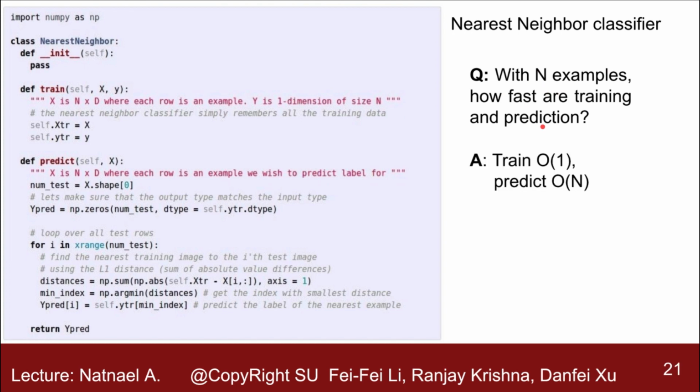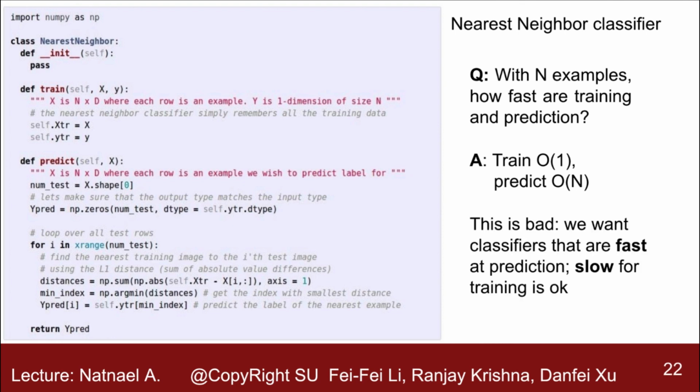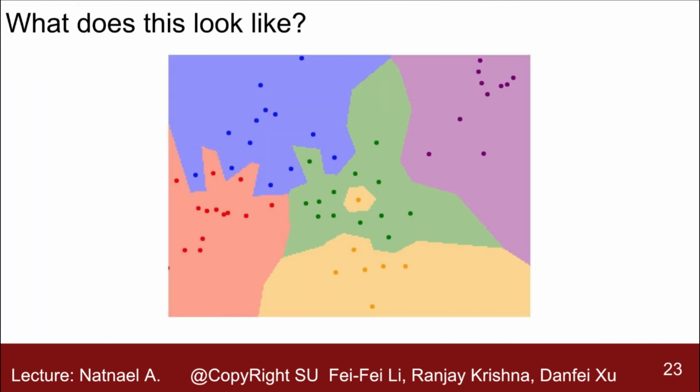So nearest neighbor, from what we discovered so far, is a very expensive classifier. Even though it's simple, it's expensive. For training, you might take O of 1, but for prediction, for each O of 1, you take O of n. So this is very bad, and we want classifiers that are fast at prediction and could be slow for training.